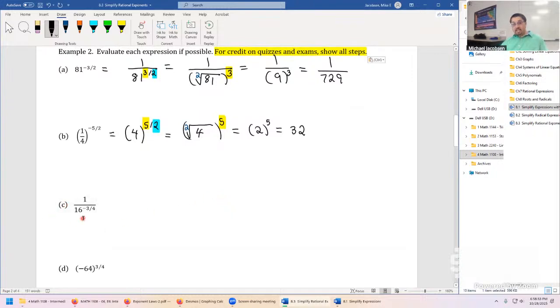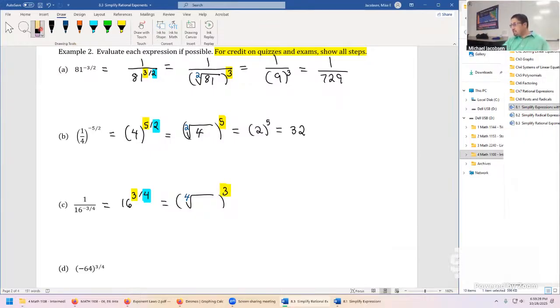This one has 16 in the denominator with a negative exponent, so we can rewrite this one as 16 to the power of now positive 3/4. We just convert it back up into the numerator with a positive exponent. Same rule for the numerator and denominator. This one's going to be a 4th root. So this turns into the 4th root of 16, raised to the outer exponent, power 3.